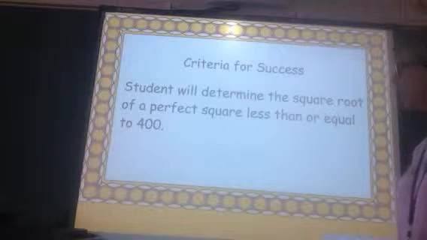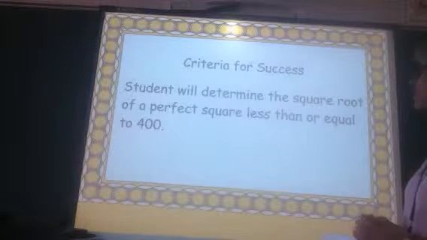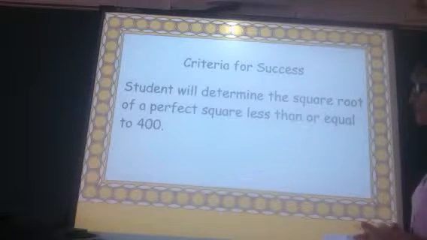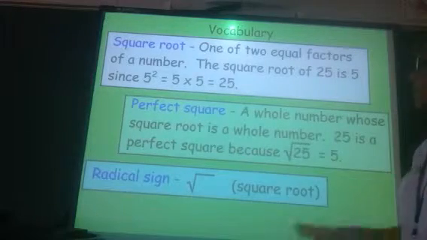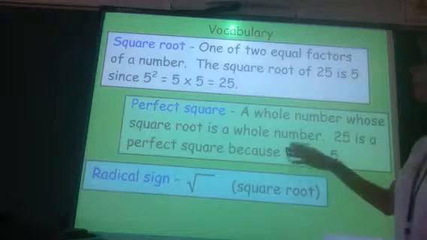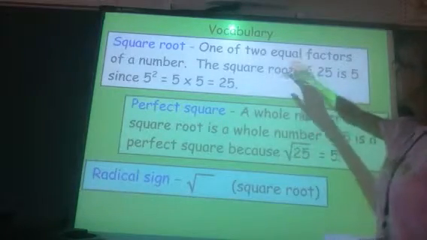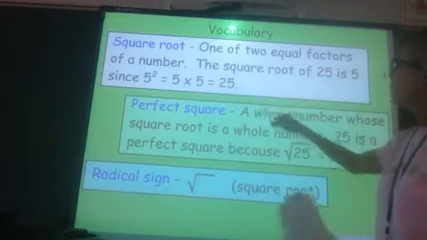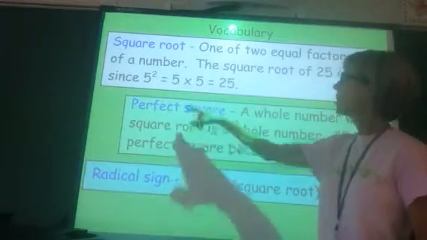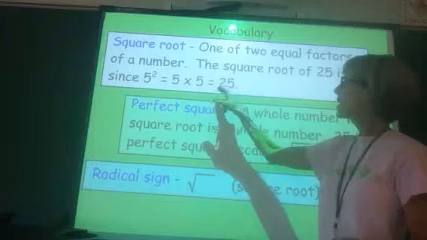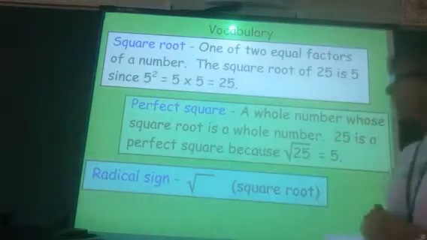All right, so moving on, you will determine the square root of a perfect square less than or equal to 400. Now, here's your vocabulary. Square root: one of two equal factors of a number. The square root of 25 is 5, since 5 squared equals 5 times 5, which equals 25.